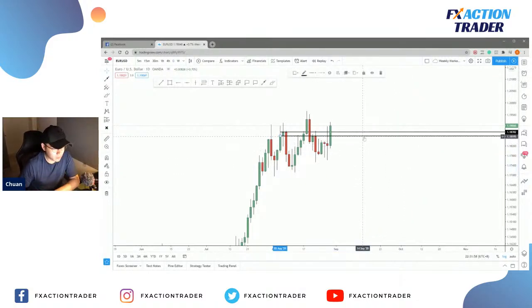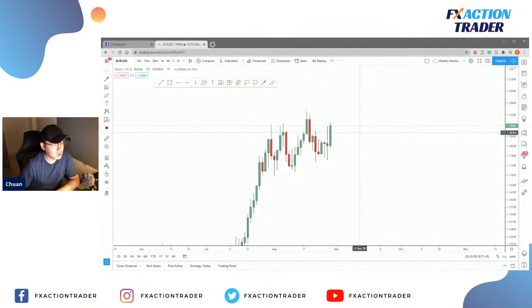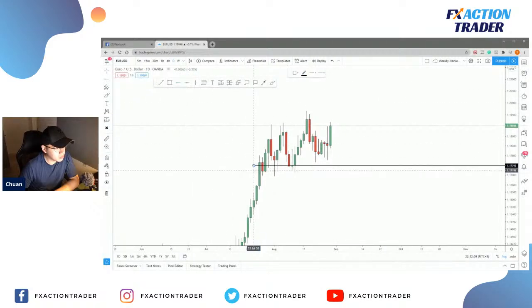Okay, so back to the market direction this week. As long as the market does not break this level, this important key level here, I'm still going to be looking for a buy trade. This is the nearest higher low of this entire uptrend, and as long as the market does not break down this level, the market is still in a buy bias.